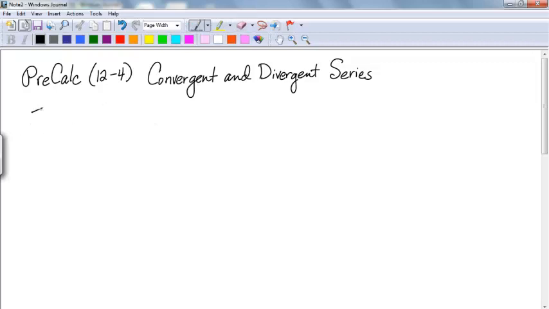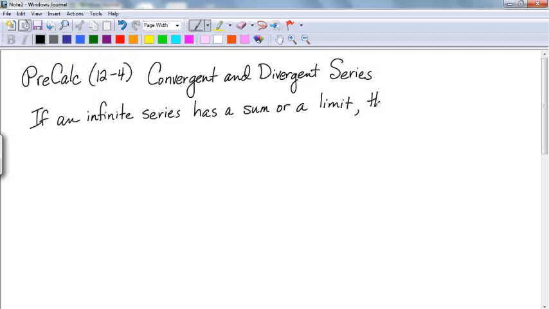Okay, so if an infinite series, and they're going to show that by the 3 dots to show it continues on. If an infinite series has a sum or a limit, then the series is what they call convergent. They're going to go through some kind of terms or definitions, and then we'll go through some examples. If it's infinite, now notice it did not say geometric or arithmetic, it just said if it's infinite and you can find a sum or a limit, then it's convergent.